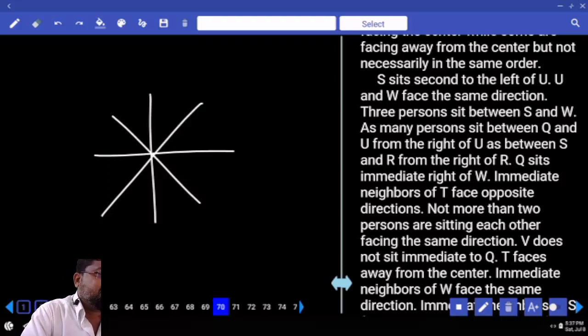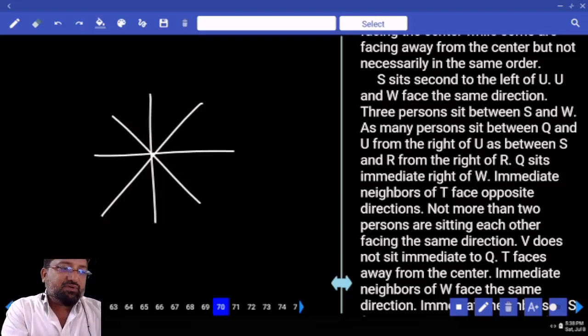As many persons sit between Q and U from the right of U, same between S and R from the right of R. Q is sitting to the immediate right of W. Immediate neighbors of T face opposite direction. Not more than 2 persons sitting adjacent to each other are facing the same direction. V does not sit immediate to Q. T faces away from center.